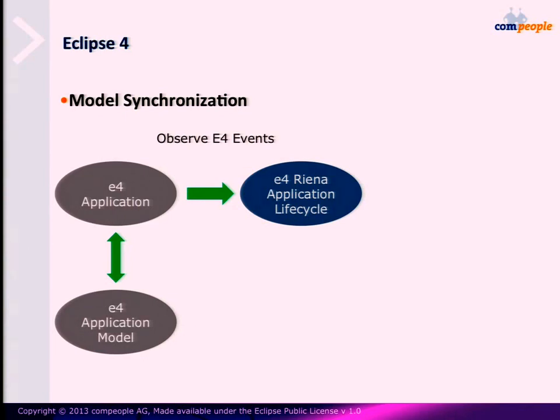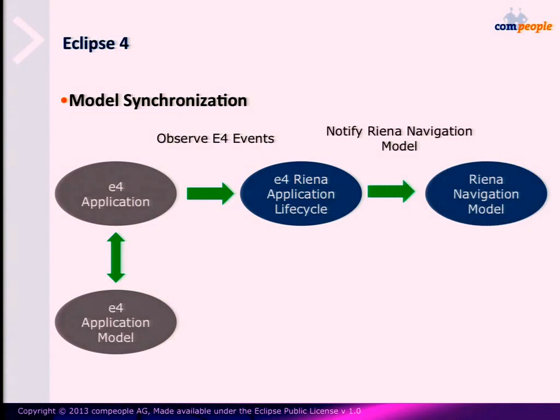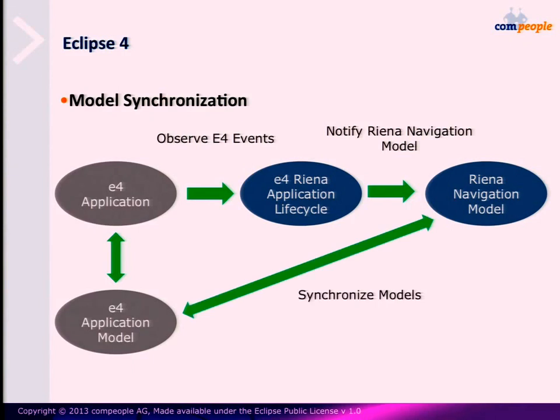So the way it works is, here's E4, here's the application model of E4. When an event happens, like you click on a view or you click on a perspective, that will trigger off an E4 event. That E4 event goes into the navigation model, and then the navigation model would sync with the application model and change stuff like add a new view or activate a perspective.